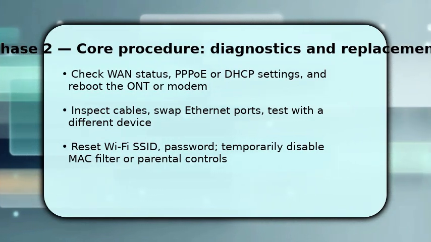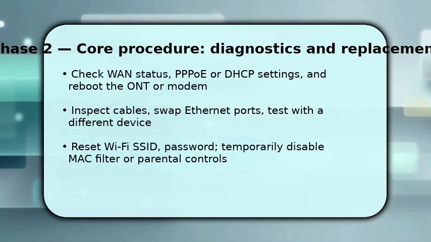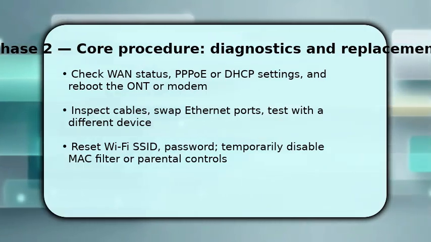Reboot the ONT or modem, then power cycle the router. Wait 30 seconds between steps so firmware clears. If problems persist, swap Ethernet cables and ports and test with another device to isolate client versus network faults.